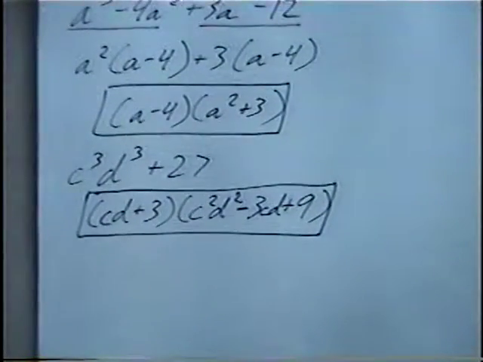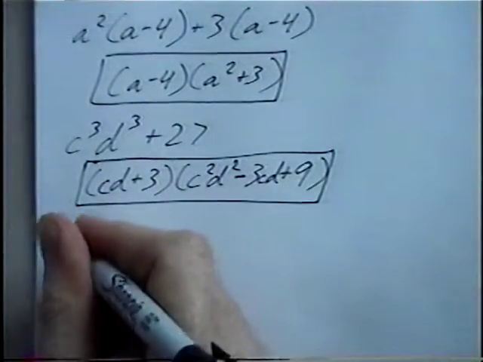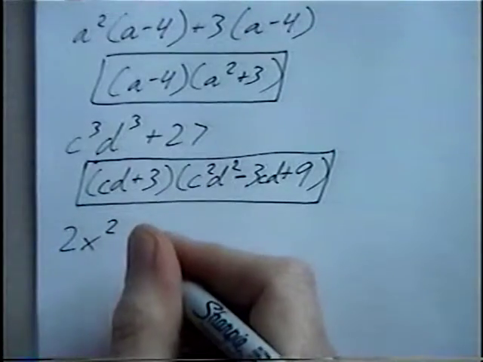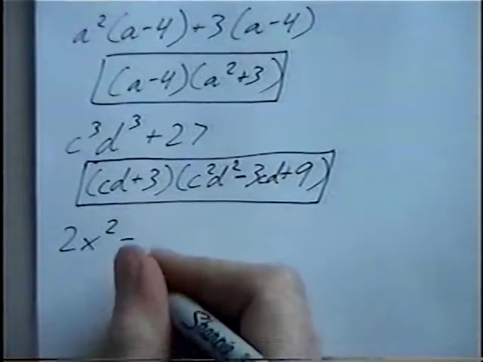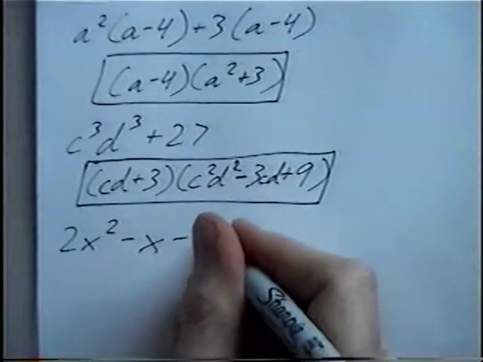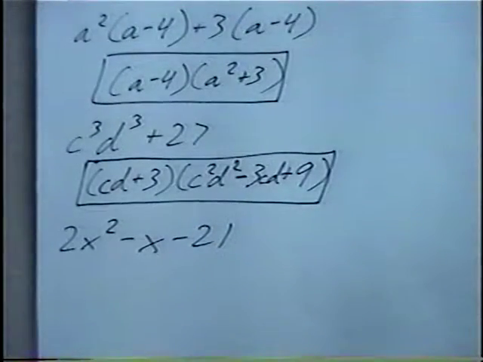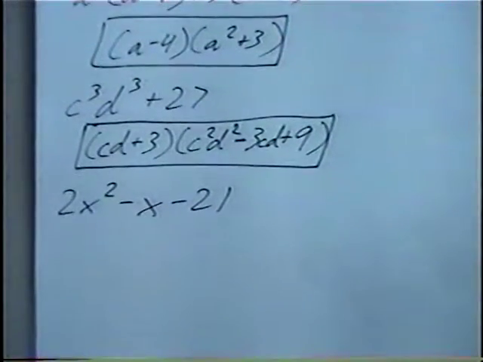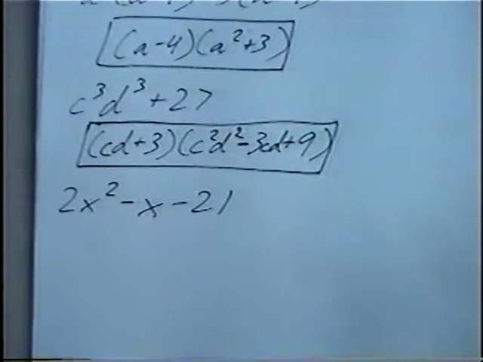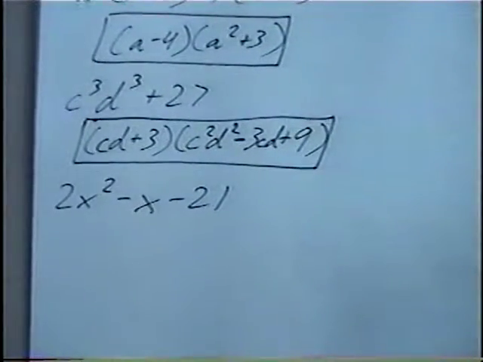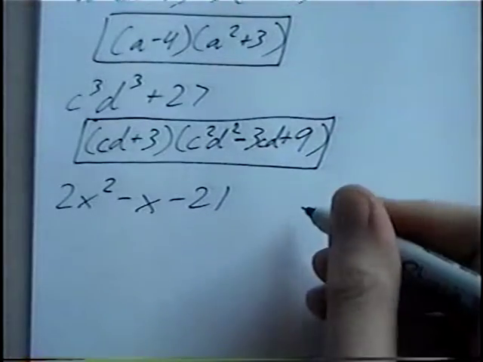And last problem we'll do together. 2x squared minus x minus 21. This problem is a trinomial. There are a couple ways to factor. One way to factor is use the diamond method.